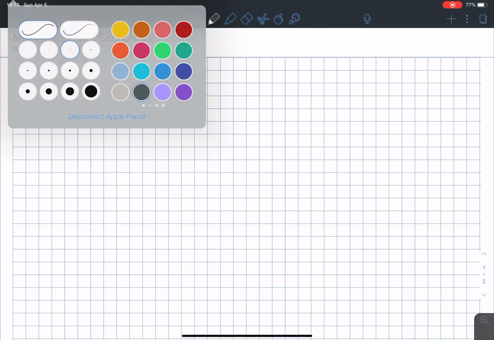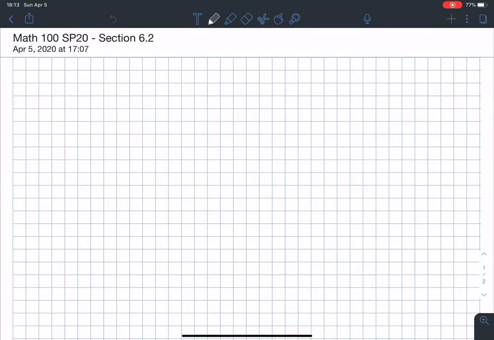Okay, so welcome to section 6.2. 6.2 is logarithmic scales. These are not musical scales.